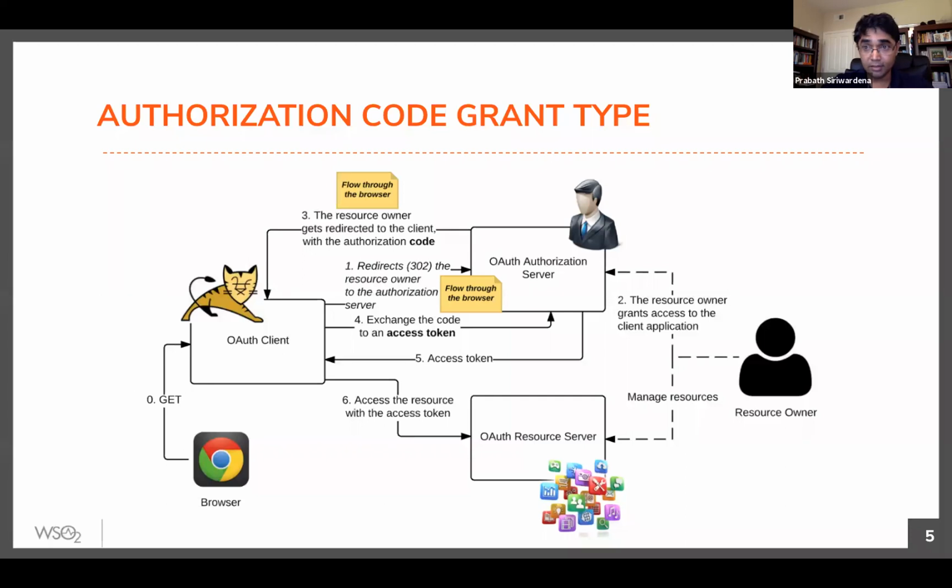Then the authorization server will first identify the client. So the client has to be known to the authorization server first. If it's a known client, then it will ask the resource owner whether it's okay to approve that request. So you need to give your consent to the authorization server. Once that is done, the authorization server will redirect you back to the OAuth client. That's another 302 with something called an authorization code, right?